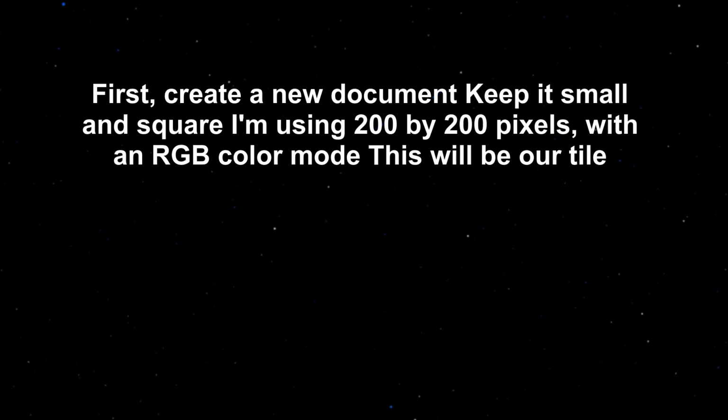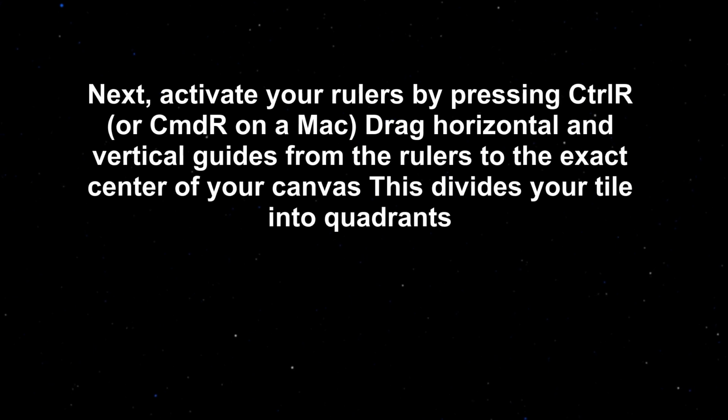Keep it small and square. I'm using 200 by 200 pixels with an RGB color mode. This will be our tile. Next, activate your rulers by pressing Ctrl R, or Cmd R on a Mac. Drag horizontal and vertical guides from the rulers to the exact center of your canvas. This divides your tile into quadrants.